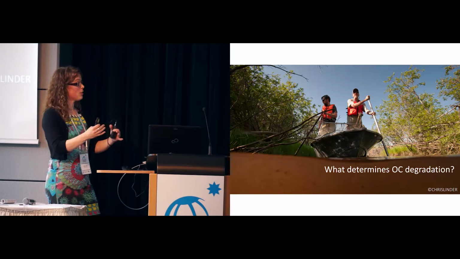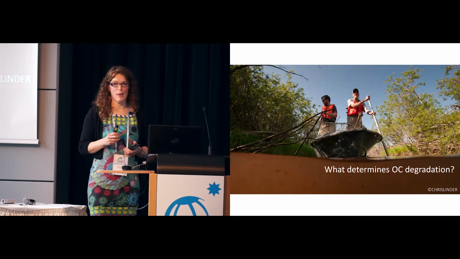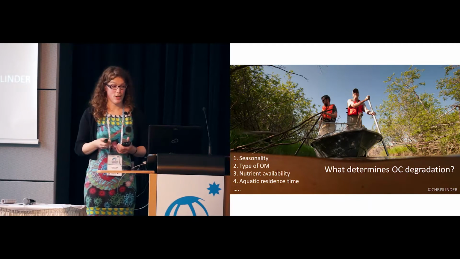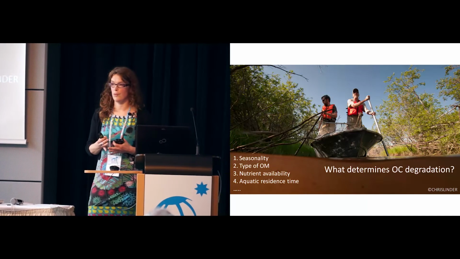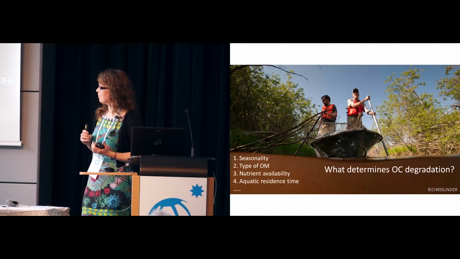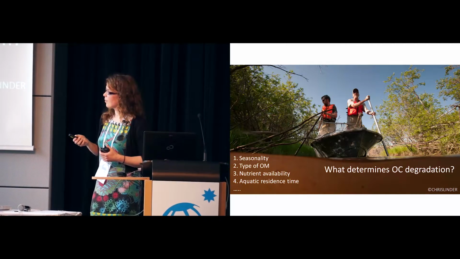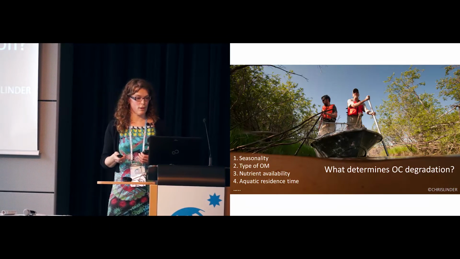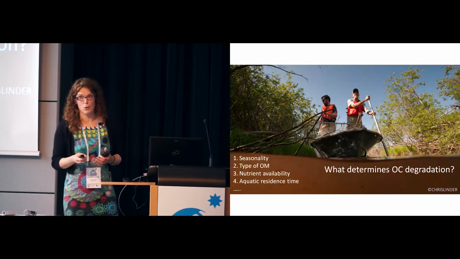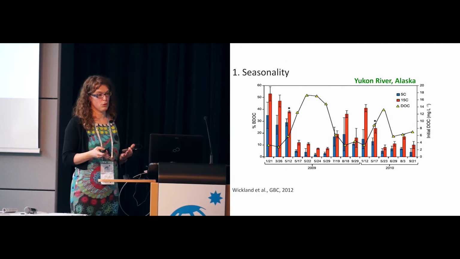So after this release into the aquatic world, what happens with the organic carbon? Well, it can be degraded. And what determines this? There are also maybe even more factors important here, but I'd like to say a few more words about 4 of those. So the seasonality of rivers is important, but also the type of organic matter, the amount of nutrients that are available, and the residence time of the water, or actually the residence time of the organic carbon, both of it.